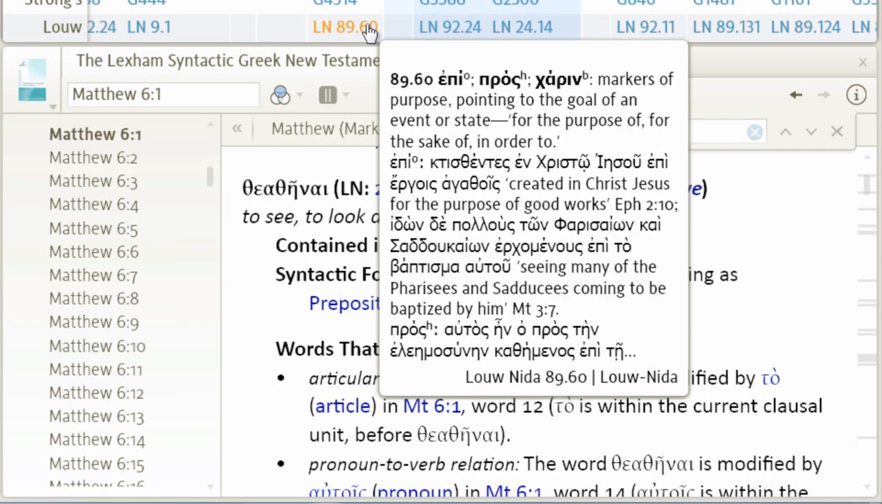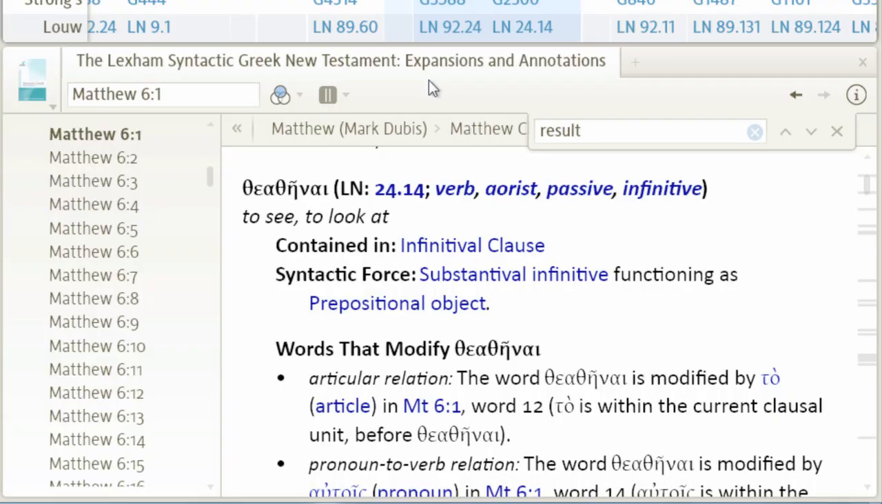Now, in the previous video, I showed you the expansions and annotations and how when you have a Greek infinitive by itself, you can look at the resource here and find the syntactic force of the infinitive. But you'll notice something here. Why is this infinitive not labeled an infinitive of purpose, since we can clearly see that in the English translation? Well, that goes back to how this is annotated. Here we're looking at the Greek infinitive, theathenai.